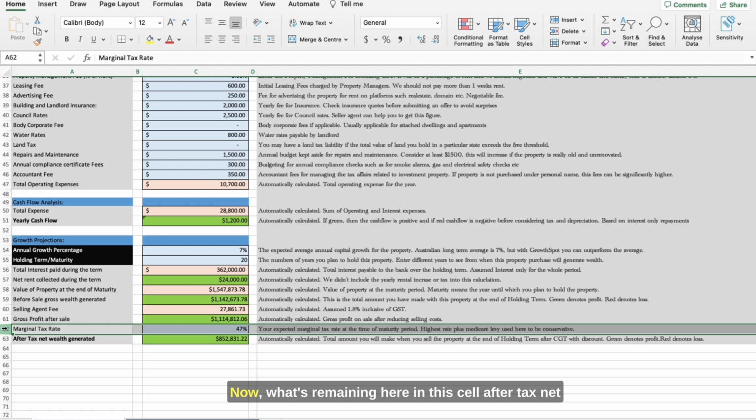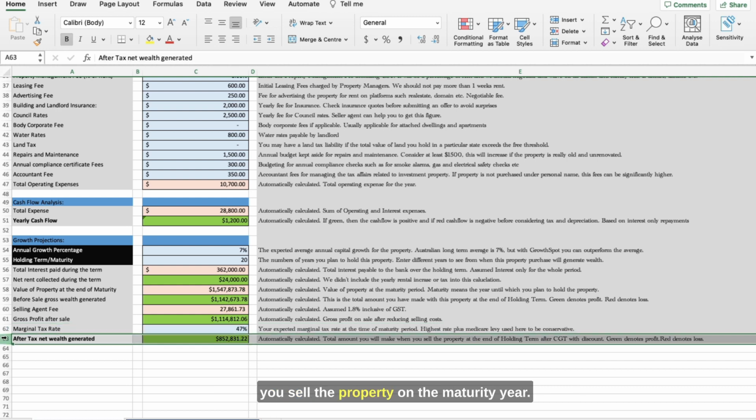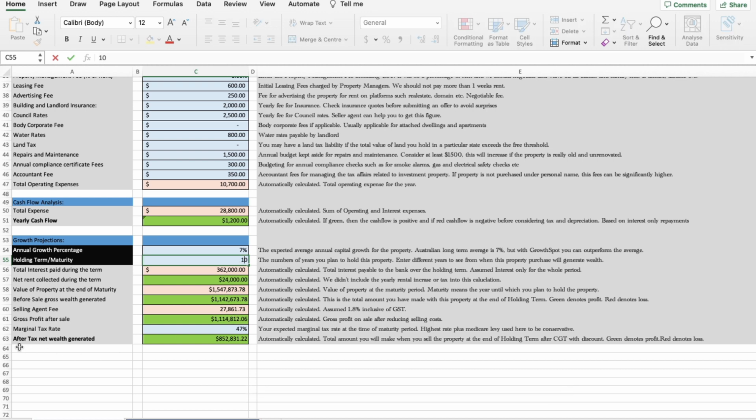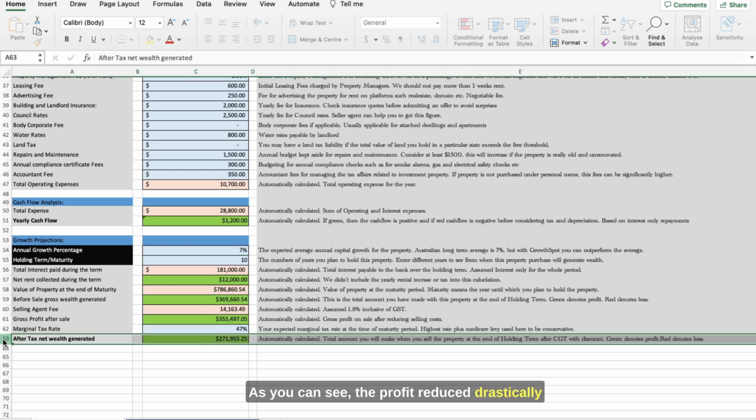Now, what's remaining here in this cell? After tax net wealth generated is your net profit from this deal when you sell the property on the maturity year. If you want to see how much this deal will make after 10 years, you must come to this anchor cell and change the number of years value from 20 to 10. As you can see, the profit reduced drastically from $850,000 when your holding term was 20 years to just $270,000 when you reduce your holding period by half.